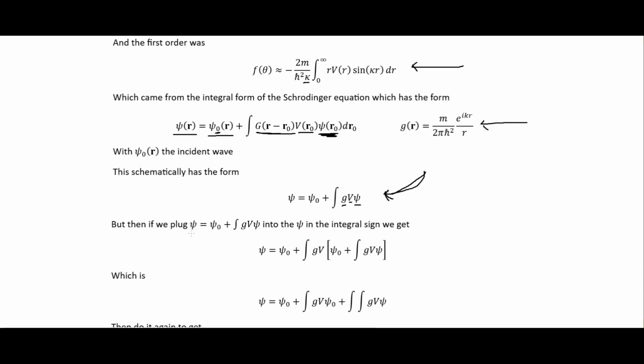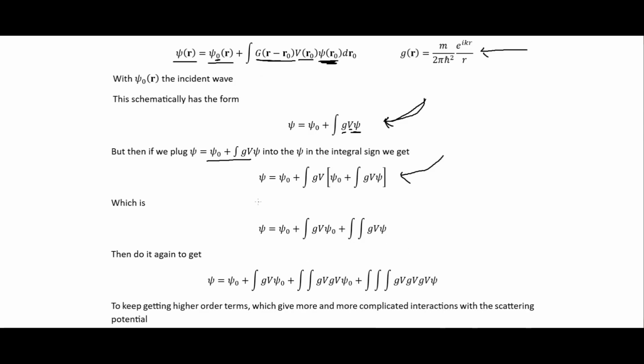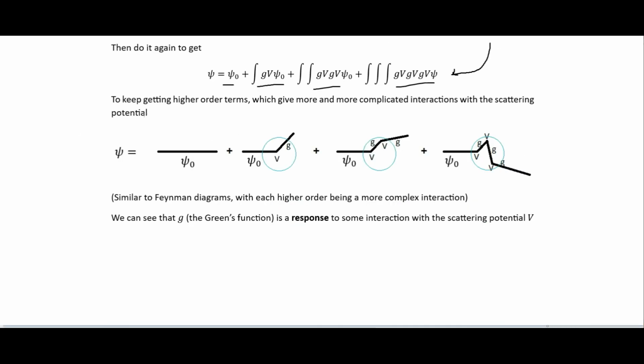But if we plug this psi into this psi right here, we end up with this. We sort of distribute the integral into these square brackets here, so we end up with this right here. And if we did that again, we'd have this right here. You could keep iterating this to higher and higher orders. So we have the 0th order, the first order, second order, third order Born approximations. And this is called the Born series. We keep getting higher order terms, which give more and more complicated interactions with these scattering potentials.